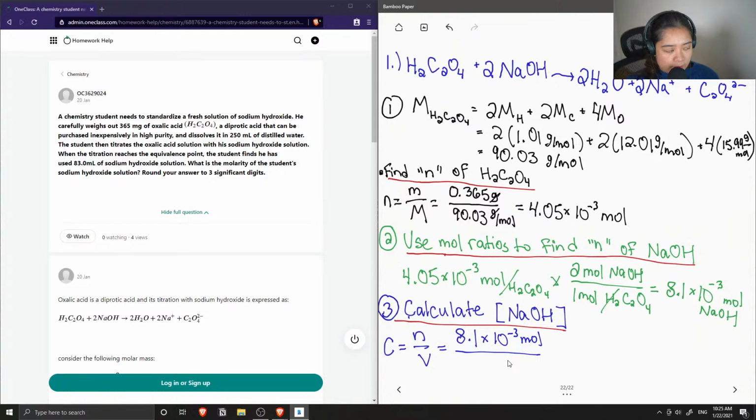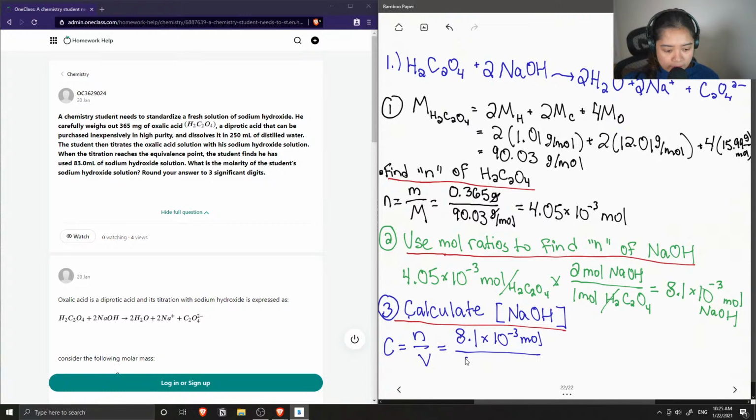So I'm going to convert 83 milliliters to liters, just so that our final answer will be in moles per liter. So 0.083 liters. And if we divide the two, we get 0.0976 moles per liter. This is our final concentration.